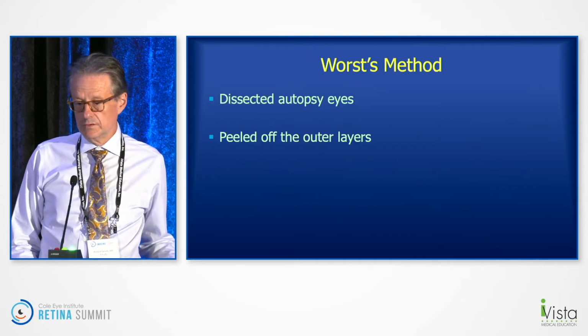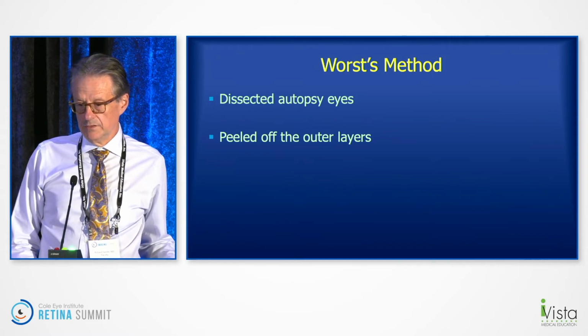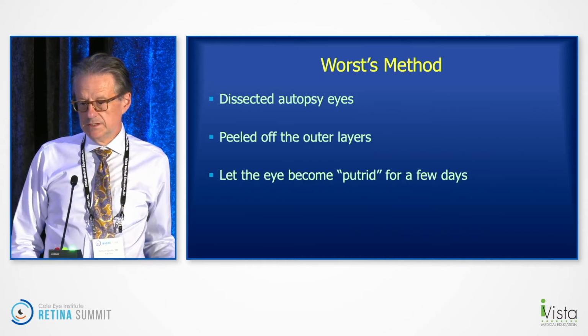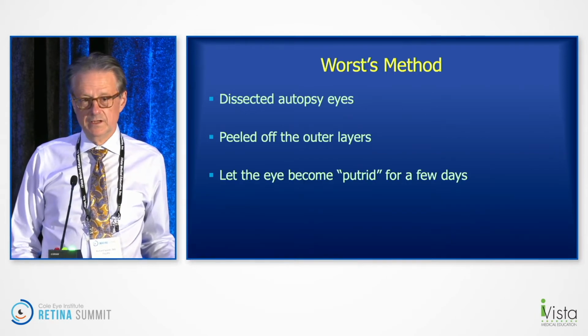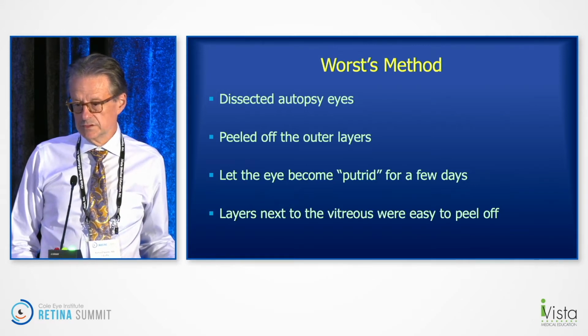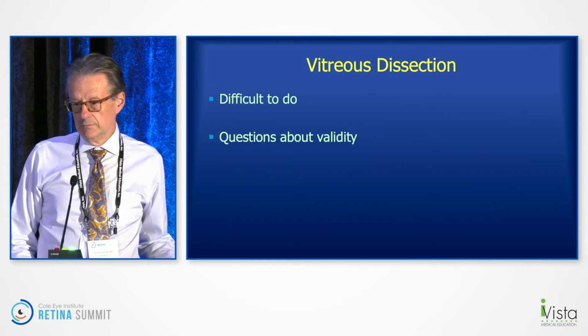And this was also during the 70s. So he dissected autopsy eyes, and he peeled off the outer layers. And then when he came to peeling off the stuff that stuck to the vitreous, he just let the eye sit in water until, he said, it became putrid. Nice. Then he peeled these layers off the vitreous, and he said it didn't bother the vitreous at all. That's kind of a hard argument to make, I think.